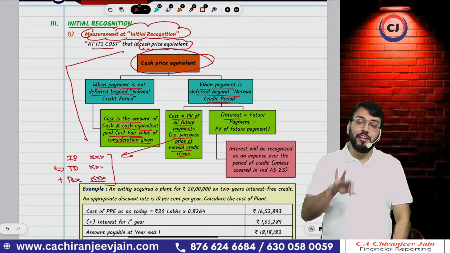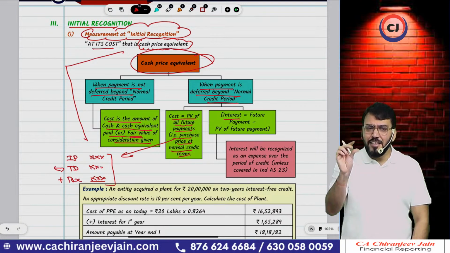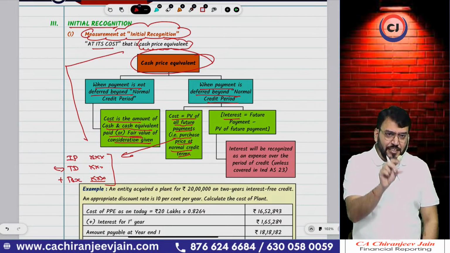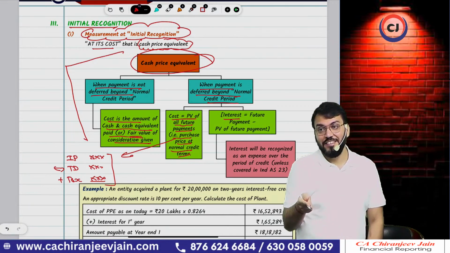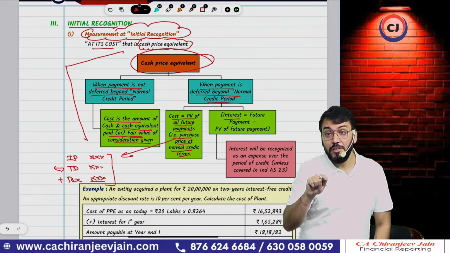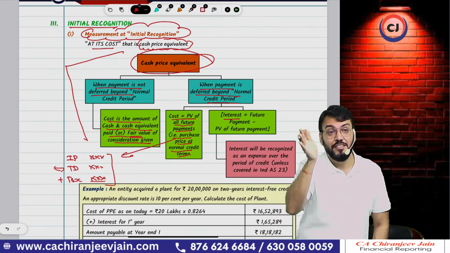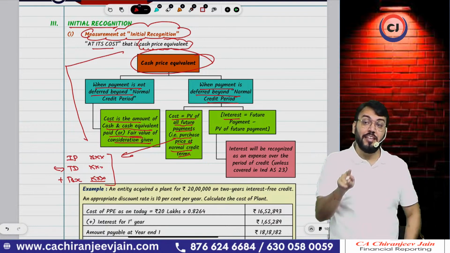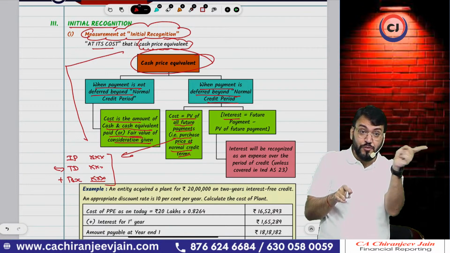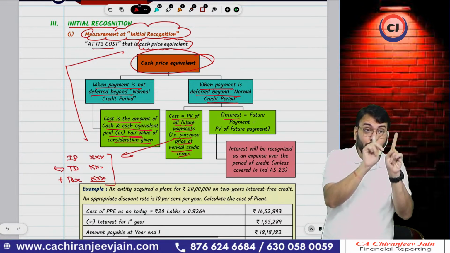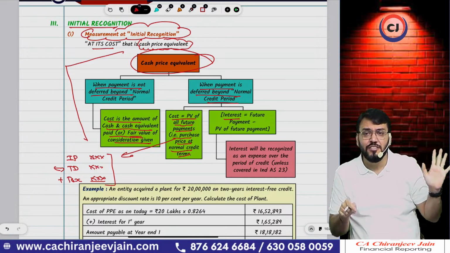In this case also we need to calculate interest. Interest will be equal to future payment minus present value. That interest will be recognized as an expense over the period of credit unless it is covered under Ind AS 23. So this asset can be a qualifying asset. If it is a qualifying asset, covered under Ind AS 23, then it can be capitalized. In the inventory chapter, Ind AS 2 says it will never be capitalized. These are two differences, so don't be confused in the exam. Ind AS 2 will never be added. Here it may be added if it is a qualifying asset as per Ind AS 23.